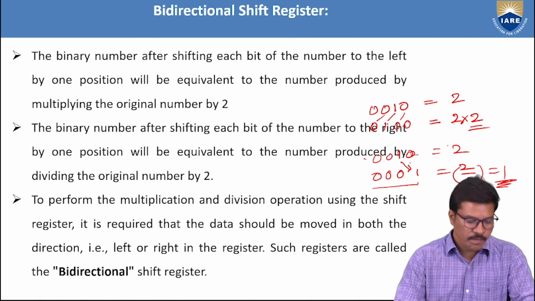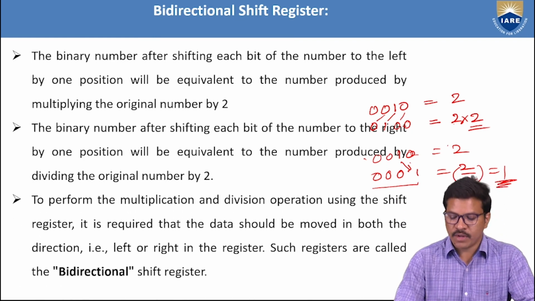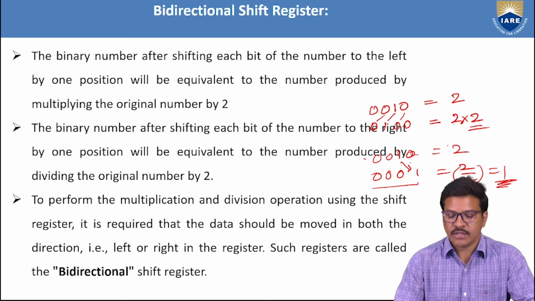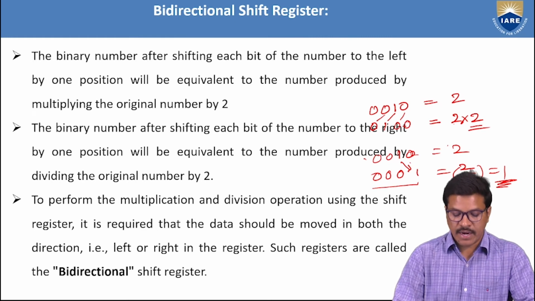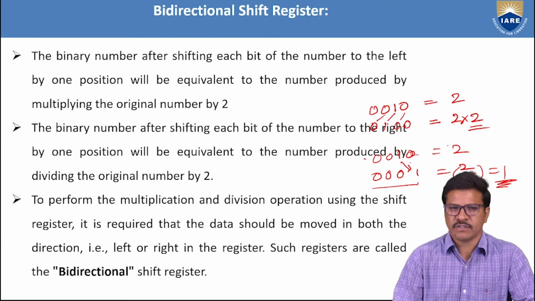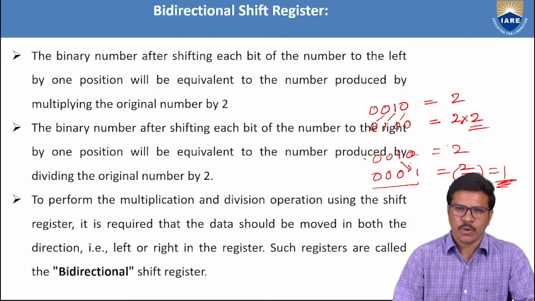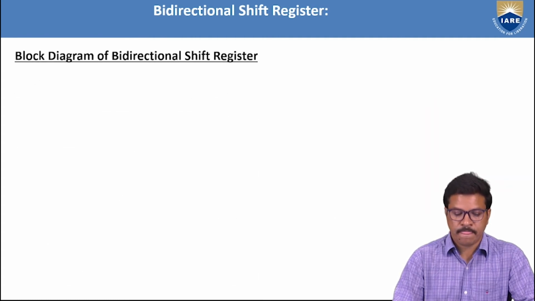So to perform the multiplication and division operation using a shift register, the data should be moved in both directions, like left or right shift in the register. Such registers are called bidirectional shift registers. Even if we provide a multiplication and division by 2 circuit, we can achieve this with a bidirectional shift register.